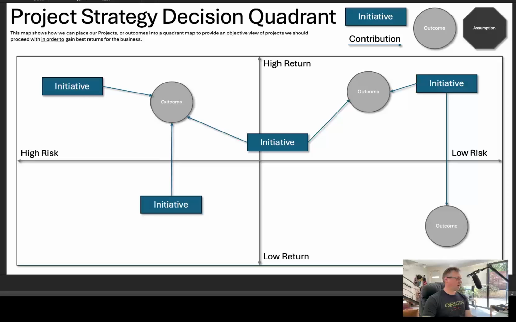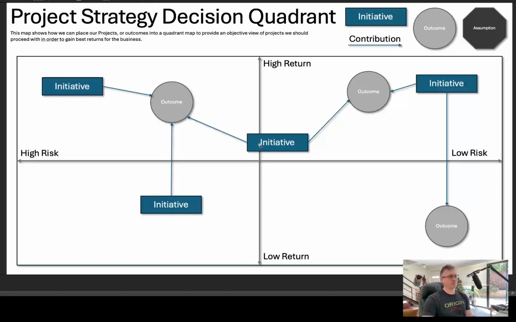Cool. When we start to talk about the project strategy decision quadrant, this is where you have a think about, I'm going to do an initiative. This isn't the projects or the programs. This is the high-level initiative itself that contains those projects and programs. It's expecting an outcome, and am I likely to get high return for low risk, or am I going to get high risk and high return, or low risk and a lower return, or am I taking on high risk, low return initiatives?